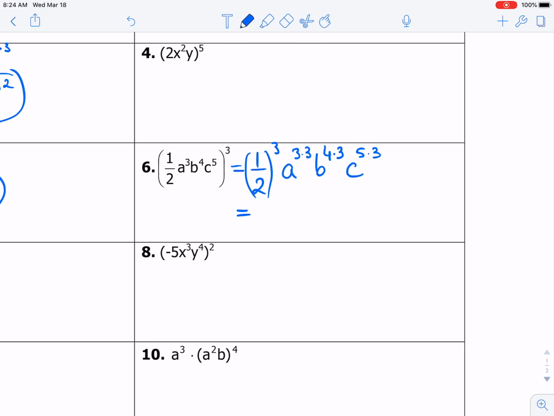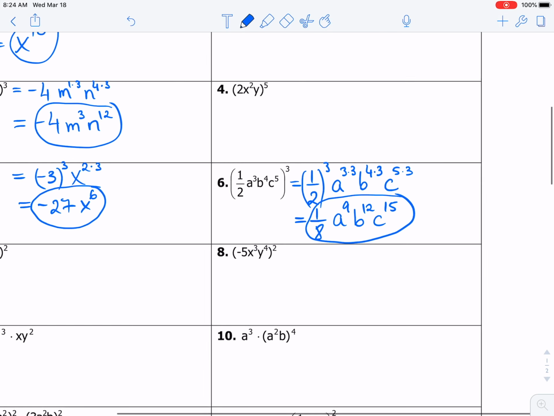Now, the fraction 1 over 2 is going to be equal to 1 to the 3rd power over 2 to the 3rd power. So that is equal to 1 over 8. Then we have a to the 9, b to the 12, c to the 15.